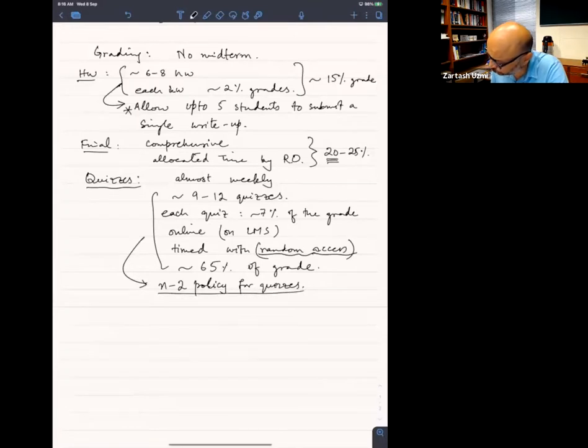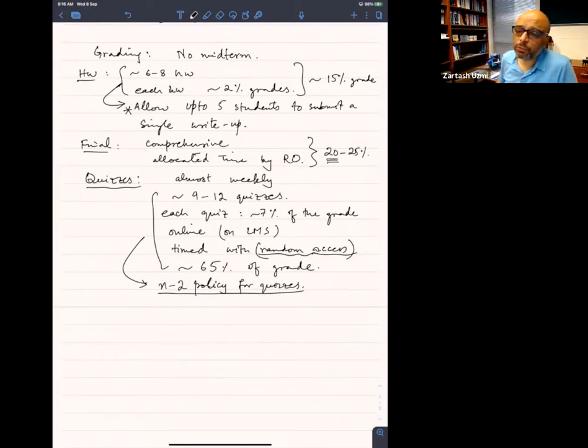The reason that we also use this N-2 policy is to avoid the hassle of going through the petitions. So sometimes when you miss a quiz or a homework, you have to go and file a petition. There is some paperwork that you need to do with the Office of Student Affairs. As long as you are not missing more than 2 quizzes, you don't need to go through that paper, because 2 quizzes will automatically get dropped.